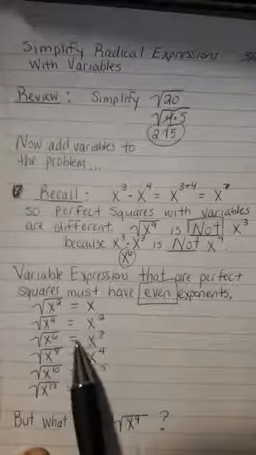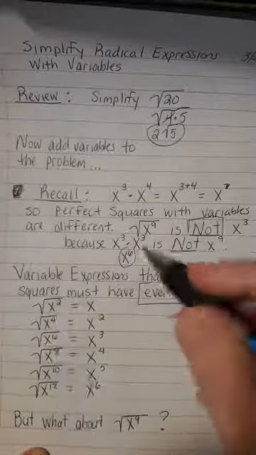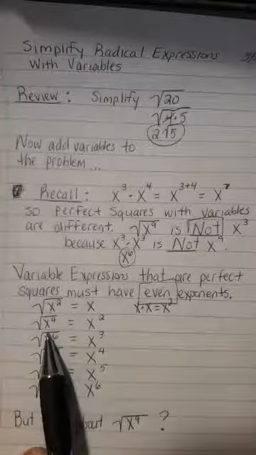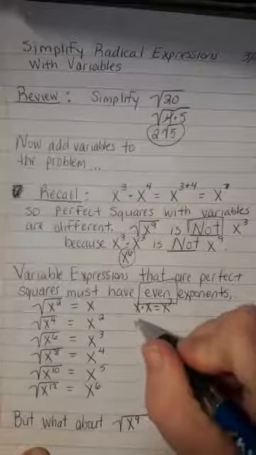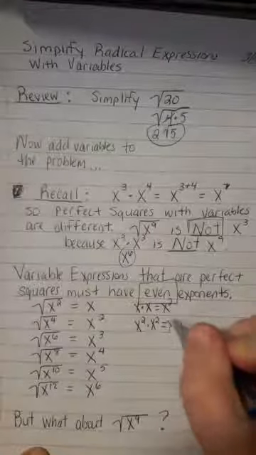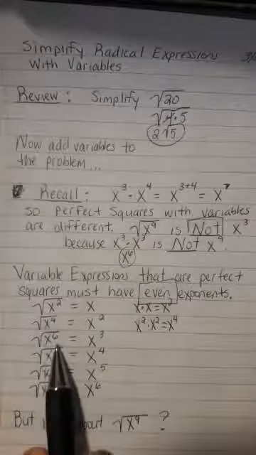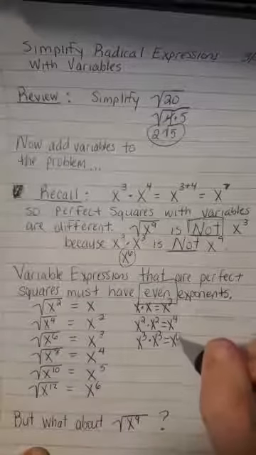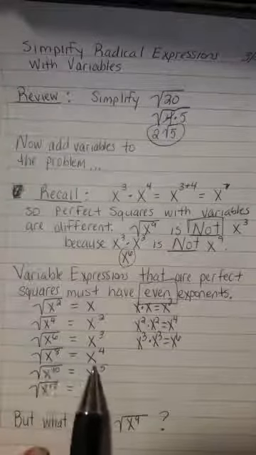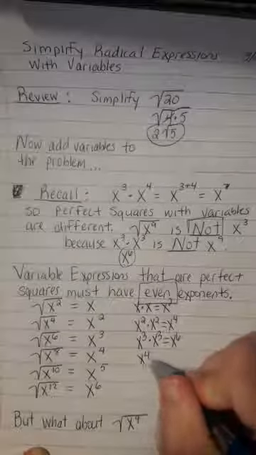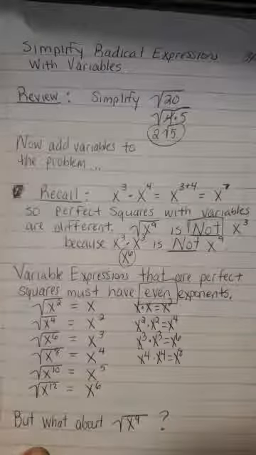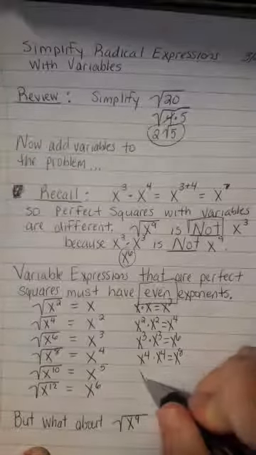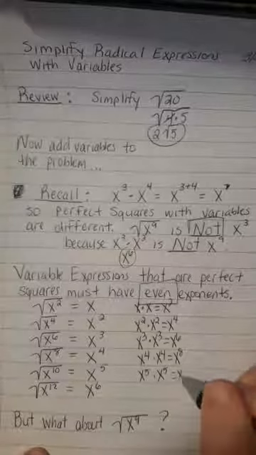Now let me go back and explain, make sure you understand why. The square root of x to the second is x because x times x is x to the second. The square root of x to the fourth is x to the second because x to the second times x to the second is x to the fourth. The square root of x to the sixth is x to the third because x to the third times x to the third is x to the sixth. The square root of x to the eighth is equal to x to the fourth because x to the fourth times x to the fourth is x to the eighth. Do y'all get that? So you just halve the exponents. The square root of x to the 10th is x to the 5th because x to the 5th times x to the 5th is x to the 10th.